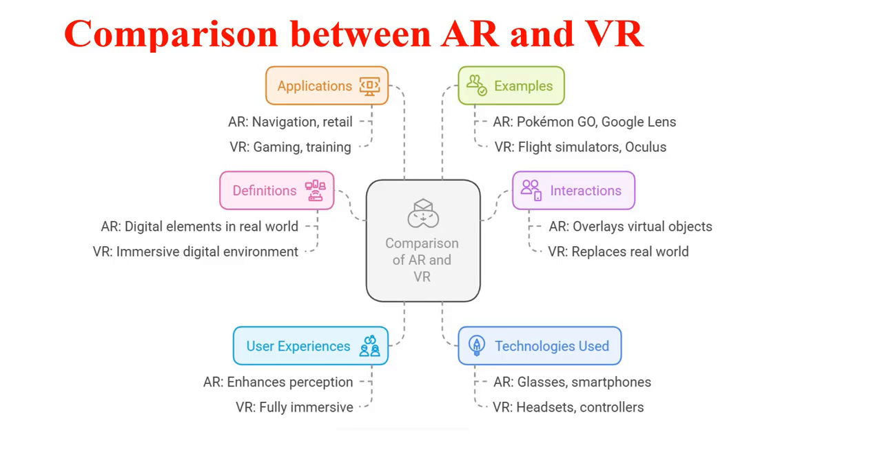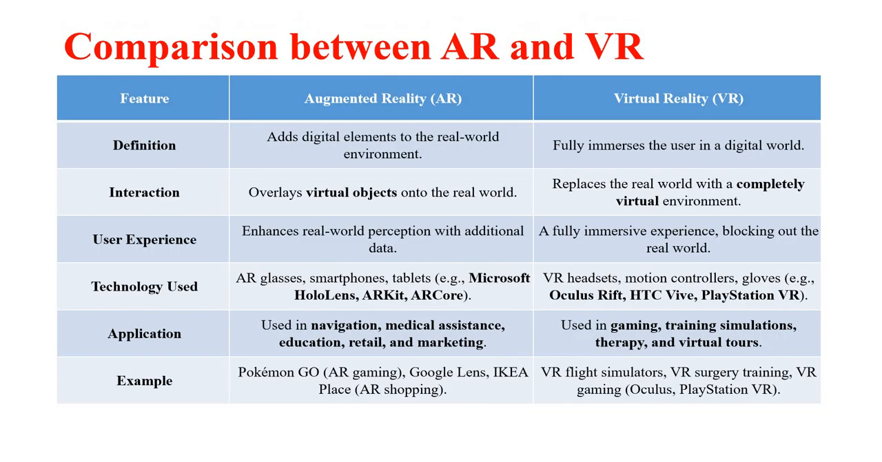Examples of augmented reality are AR gaming, Google Lens, and IKEA Place, which is augmented reality shopping. Whereas in virtual reality, examples are VR flight simulators, VR surgery training, and VR gaming, for example PlayStation and Oculus. So in detail, this is the comparison between AR and VR.